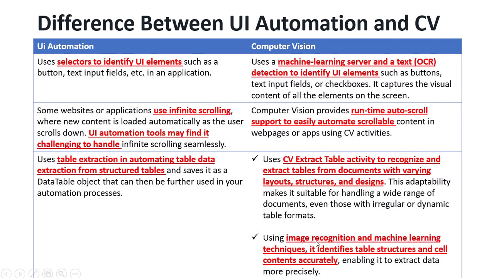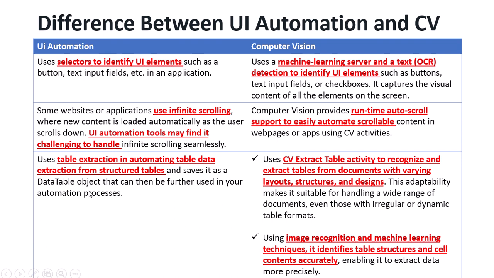The second point is that it uses image recognition and machine learning techniques. It defines table structures and cell contents accurately, enabling the extraction to be more precise. Image recognition means OCR techniques and the machine learning algorithm, which is developed in-house by UiPath for computer vision. Using that, it is able to identify a vast range of table structures and get data from them.